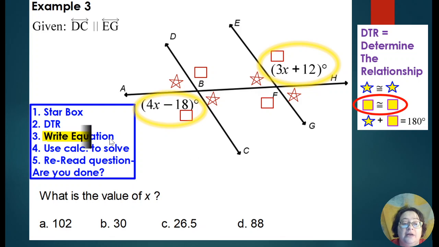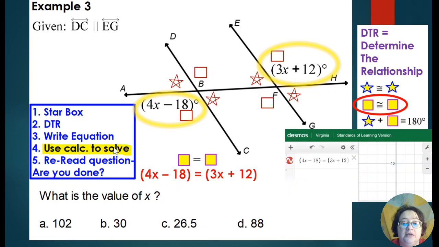Next, I need to write out the equation. So I have box equals box. And when I write that out, I'm going to replace one box with 4x minus 18. And if I see parentheses, I use parentheses. So that equals box. So I put my other box here, 3x plus 12 in parentheses. Now, I've got my equation written out, so I can use my calculator or Desmos to solve. When I bring up Desmos, I type in my equation just like I wrote it out on my paper, and it gives me my graph. I can click on the x-intercept here, and that gives me 30, which means that x is 30.